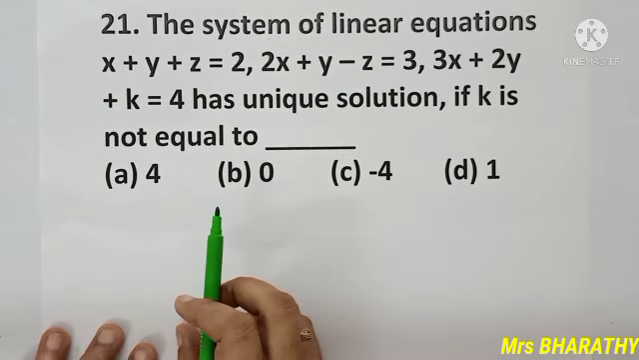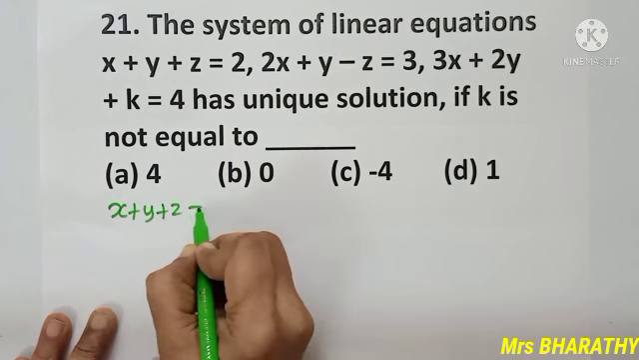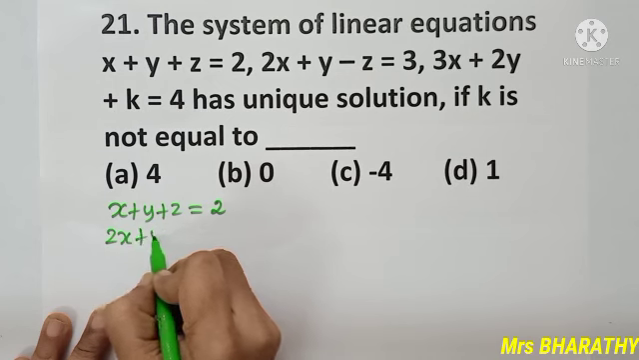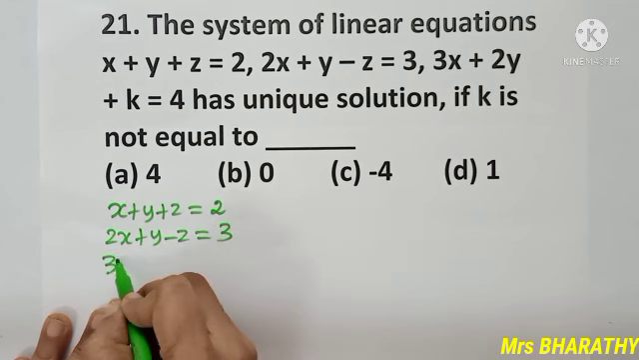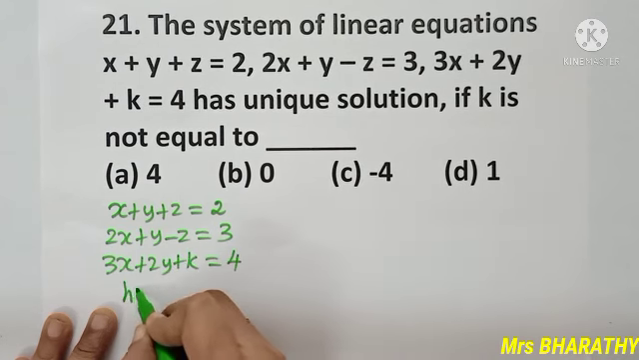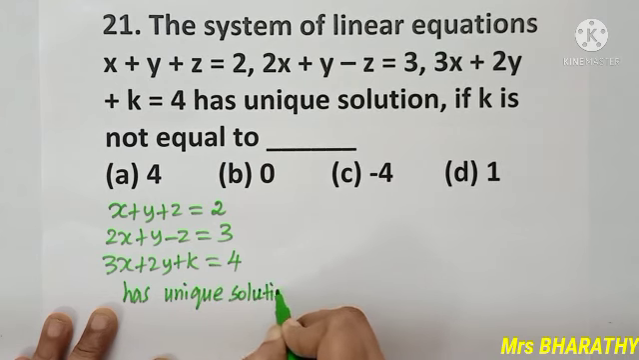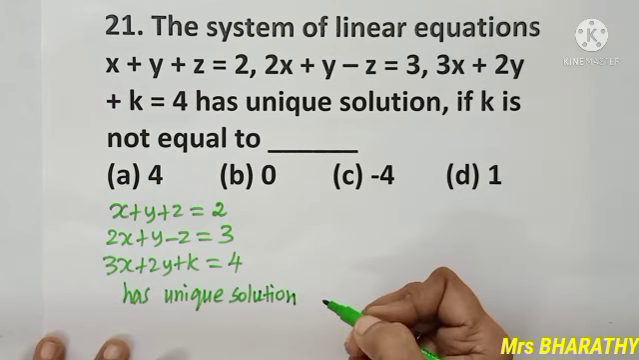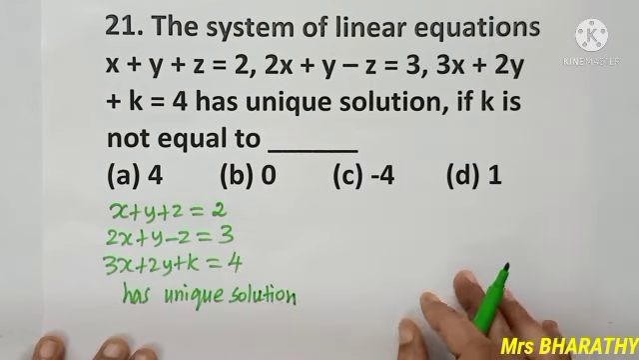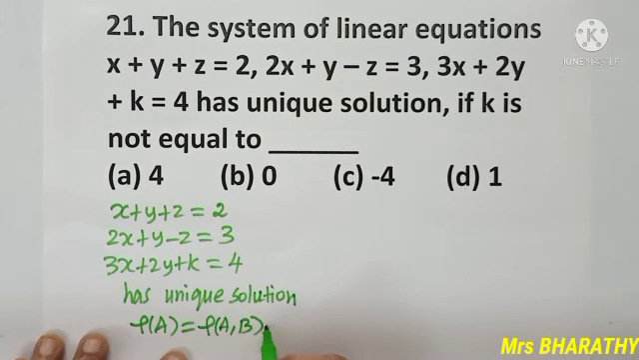Question number 21. The system of linear equations x plus y plus z equals 2, 2x plus y minus z equals 3, 3x plus 2y plus kz equals 4 has a unique solution. What do you mean by the word unique solution? Rank of A and rank of [A, B] and the number of unknowns are equal. That means rank of A must be the number of unknowns. How many unknowns are there? x, y, z. There are 3 unknowns.